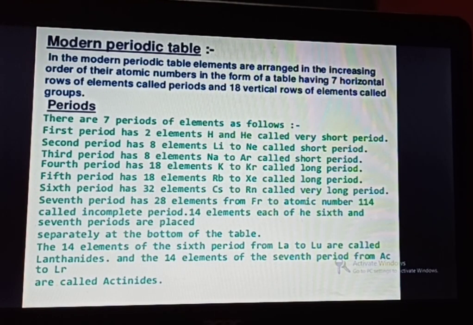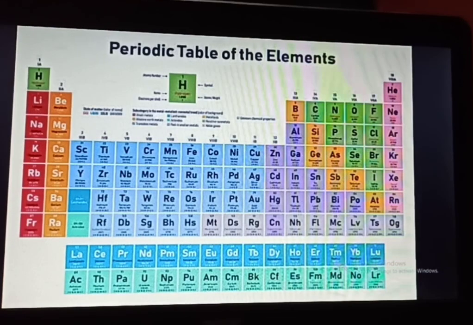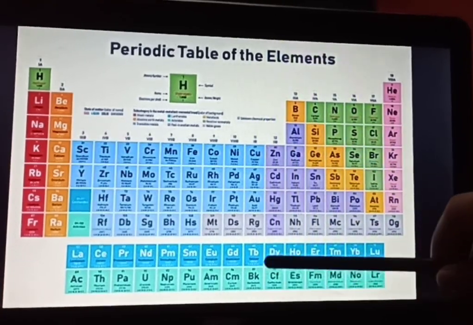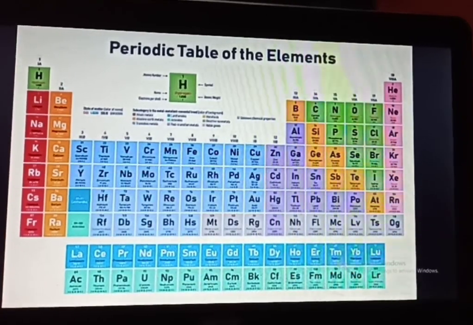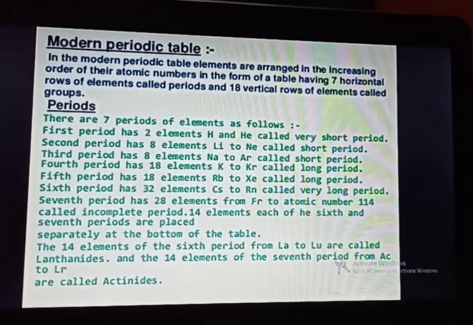Sixth period has 32 elements from cesium to radon, called very long period. Seventh period has 28 elements from francium to atomic number 114 and is called incomplete period. So 14 elements each of the 6th and the 7th period are placed separately at the bottom of the table.